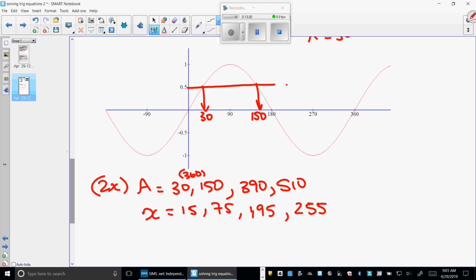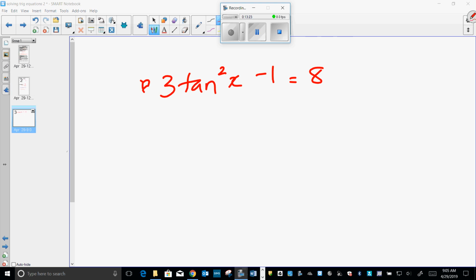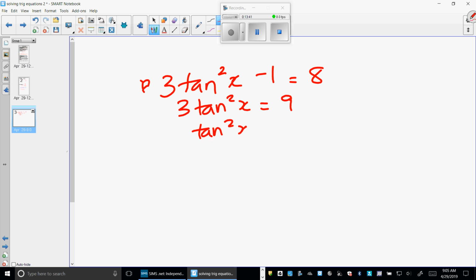So let's practice. Alright, so this is one example. So what do you think we're going to do with this bad boy? Add 1 to both sides. So we've got 3 tan squared x equals 9. Right. Okay, and then I want to divide by 3. Let's do that. So tan squared x equals 9 over 3. So tan squared x equals 3.